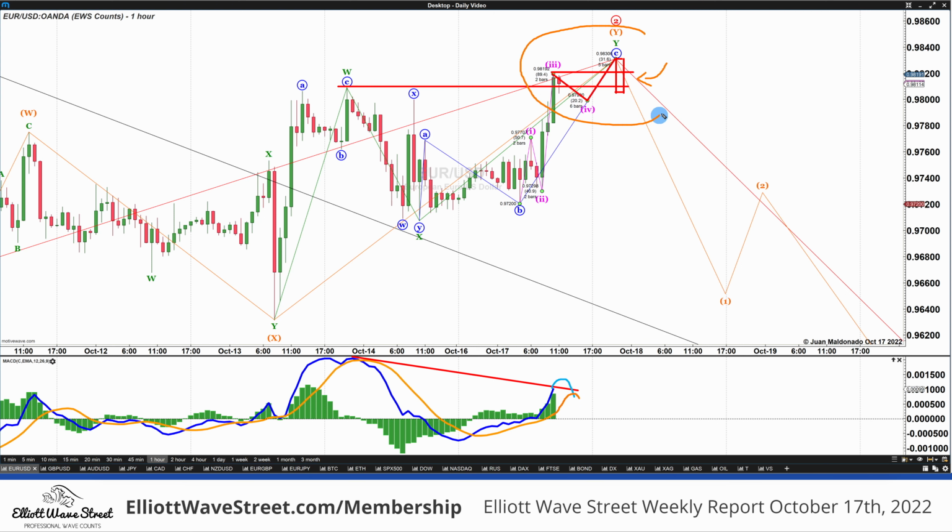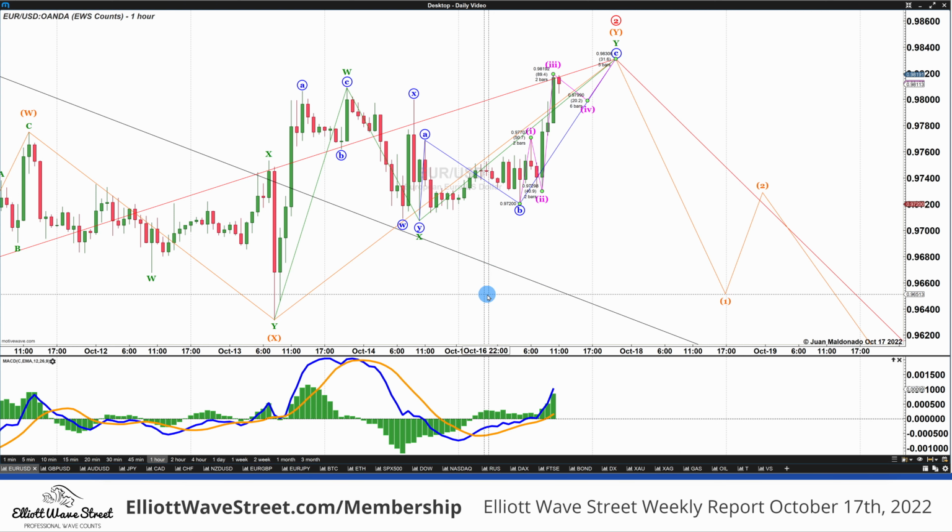Seems that it's going to happen today during the afternoon. Looking for that sell trade. And this is just an example of the application of the MACD.